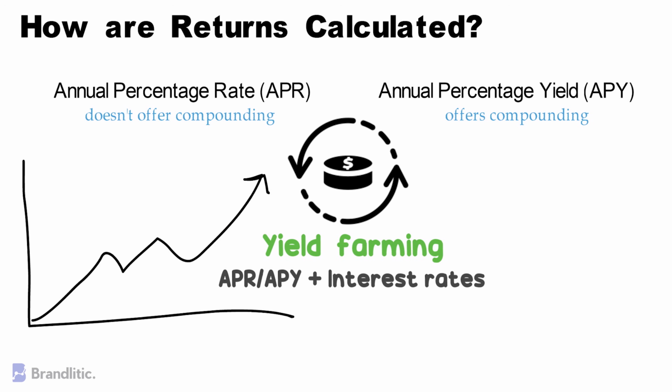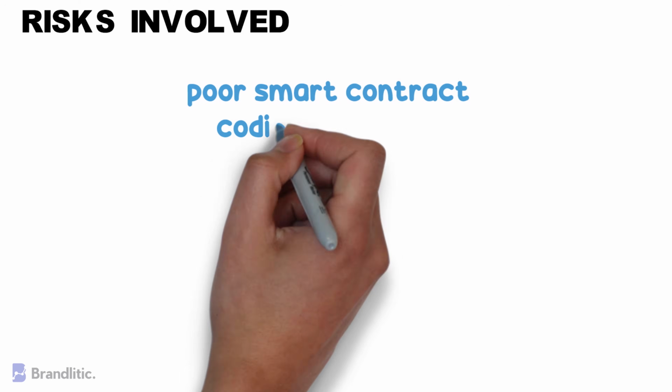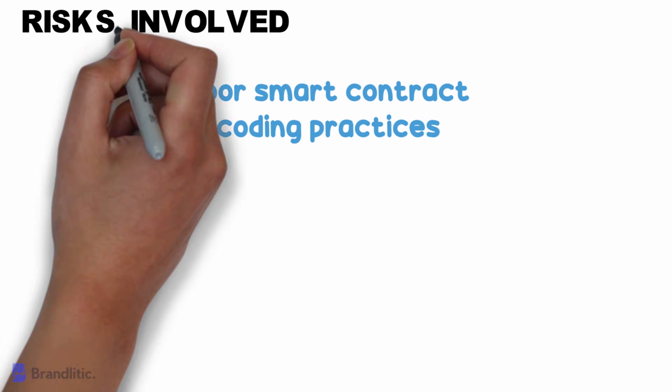Seems promising, right? Well, it is, but there are still yield farming risks involved, and they primarily stem from poor smart contract coding practices. If a project isn't audited or if a team member unintentionally creates an exploitable smart contract, anyone with sufficient technical knowledge can steal your funds.